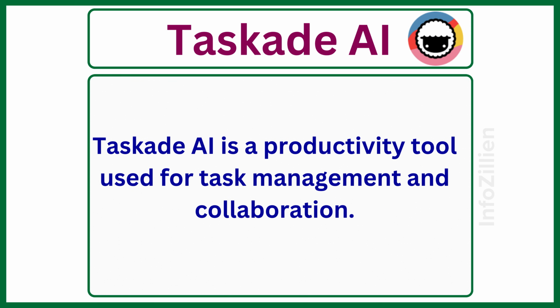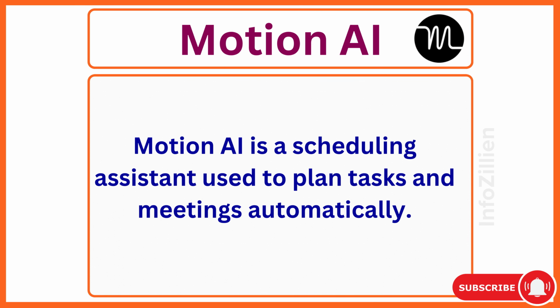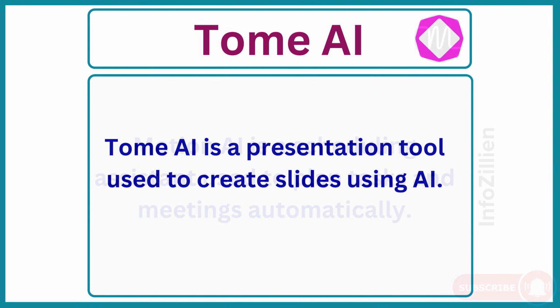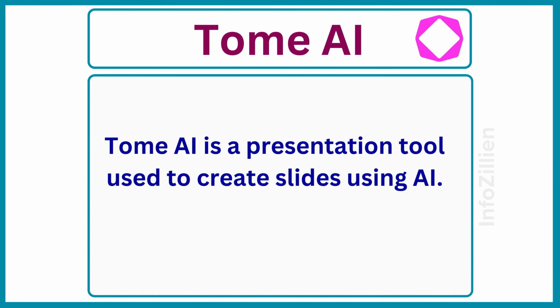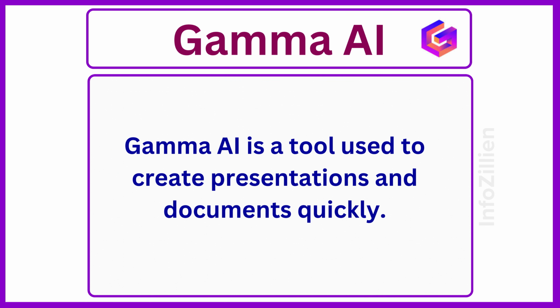Taskade AI is a productivity tool used for task management and collaboration. Motion AI is a scheduling assistant used to plan tasks and meetings automatically. Tome AI is a presentation tool used to create slides using AI. Gamma AI is a tool used to create presentations and documents quickly.